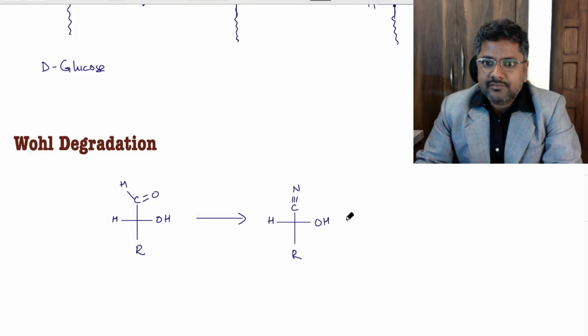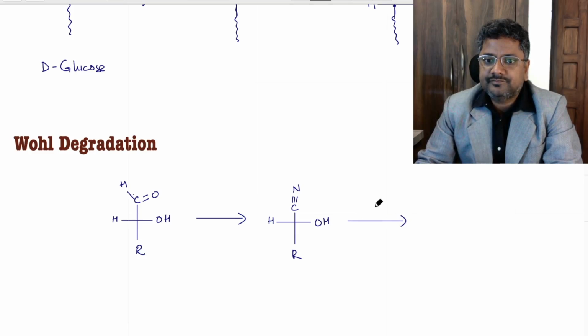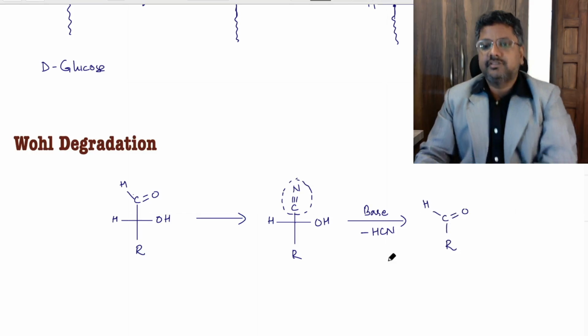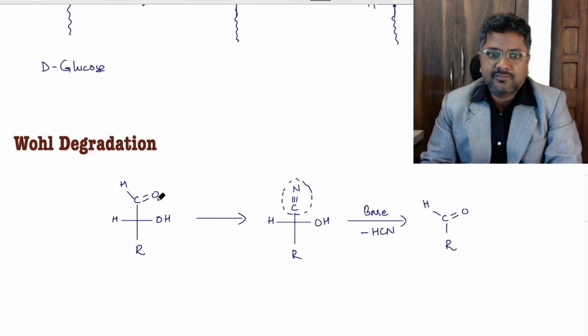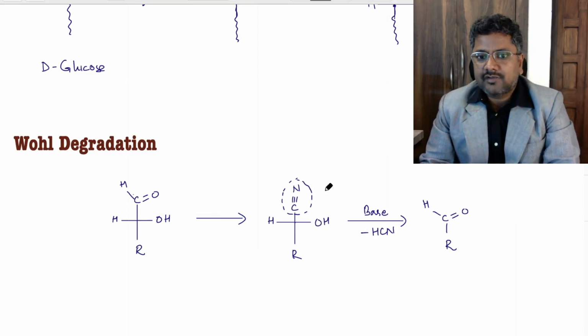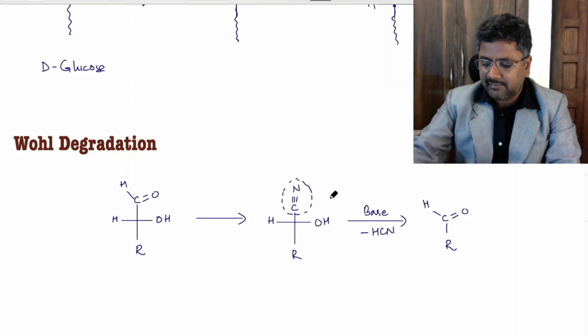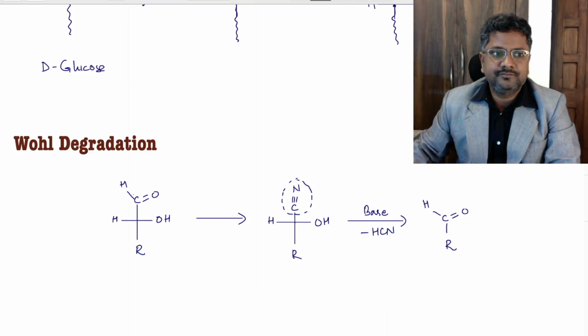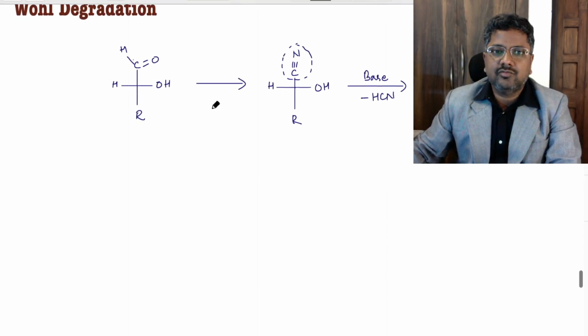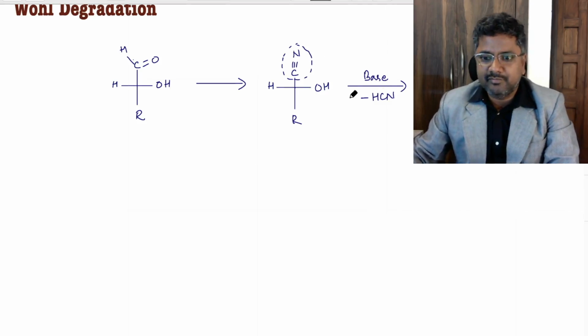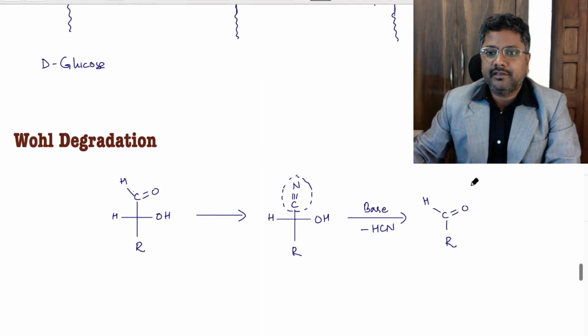And after that, if you use some strong base, under this strong base the CN will be eliminated as HCN from here. This carbon goes out, and this is converted into CHO. So this is the basic concept. First convert CHO into CN. After that, use some strong base so that HCN will eliminate and you get this compound. This is the outline of Wohl degradation, right?